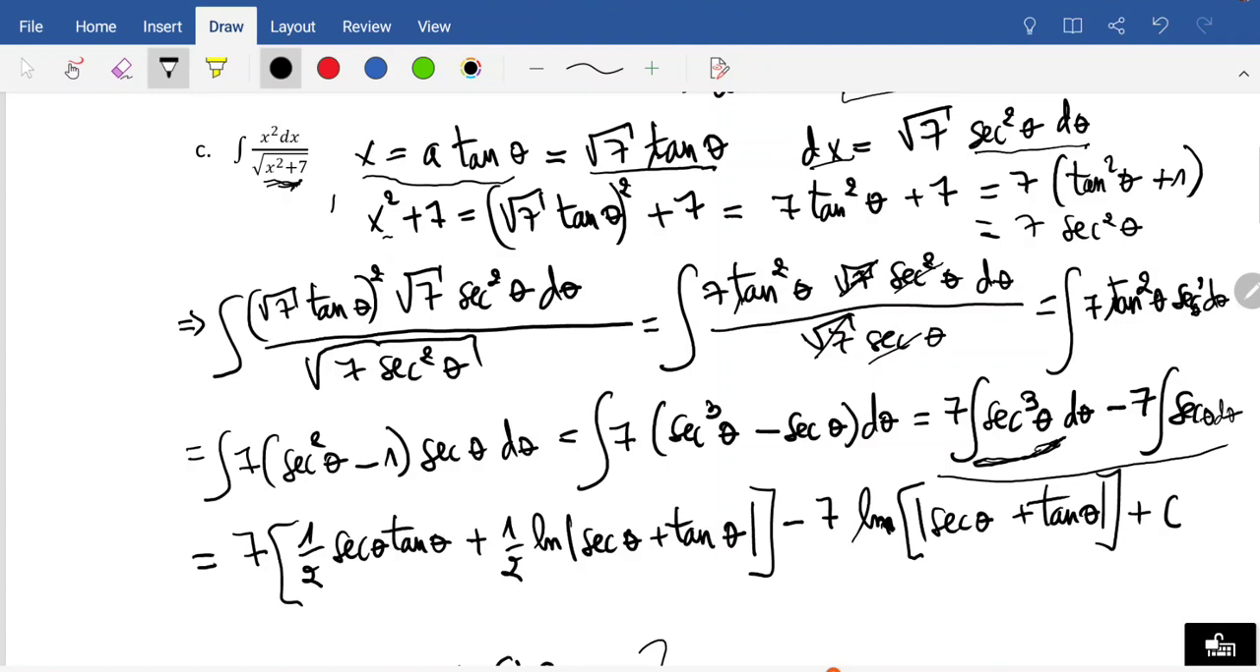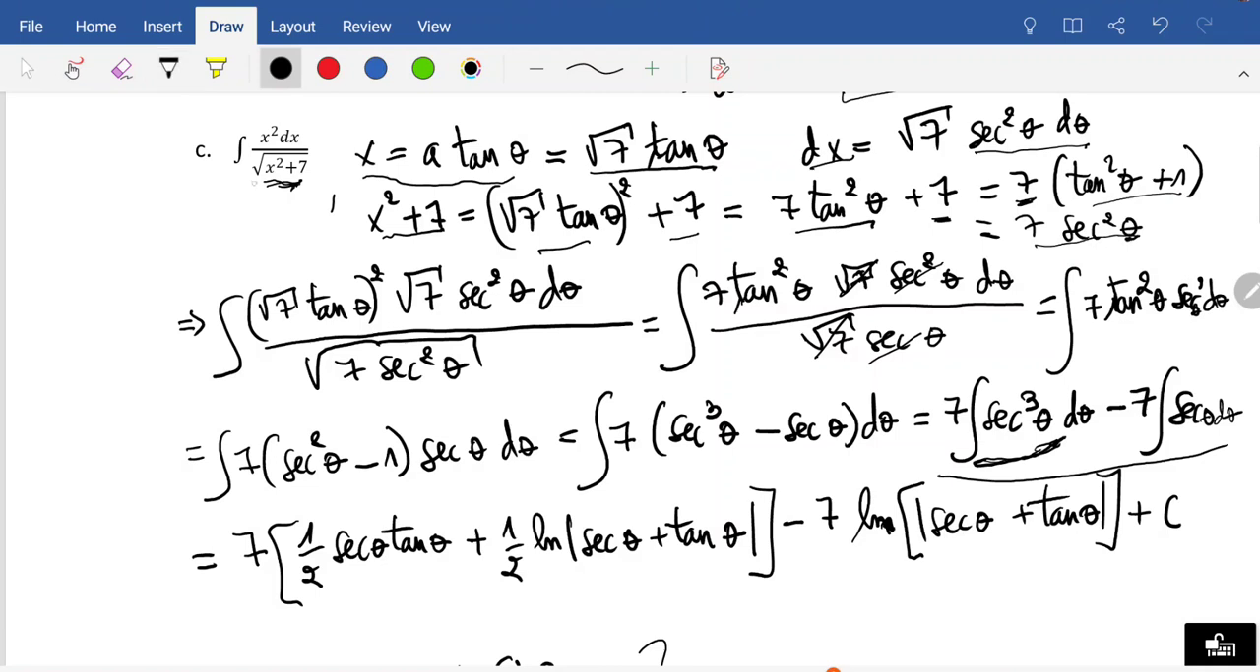And therefore our x squared plus 7 will just be root 7 multiplied by tan theta all squared plus 7, which is equal to 7 multiplied by tan squared theta plus 7, and 7 is a common factor, so we can take it out. We have 7 multiplied into tan squared plus 1, right? And that is just equivalent to 7 multiplied by sec squared, right?